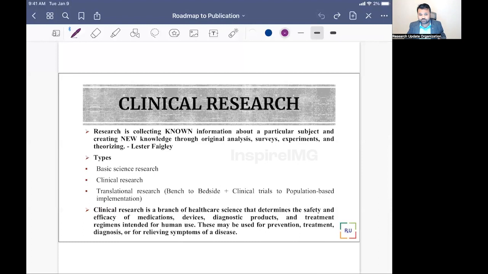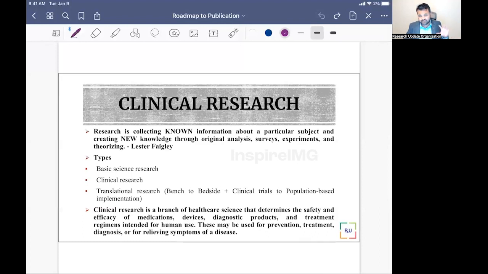First of all, let me tell you what clinical research is and what types of research exist. Research means collecting known information in a particular way to create new knowledge. The new knowledge may come in the form of original analysis, surveys, clinical trials or experiments, or just qualitative research or theorizing.